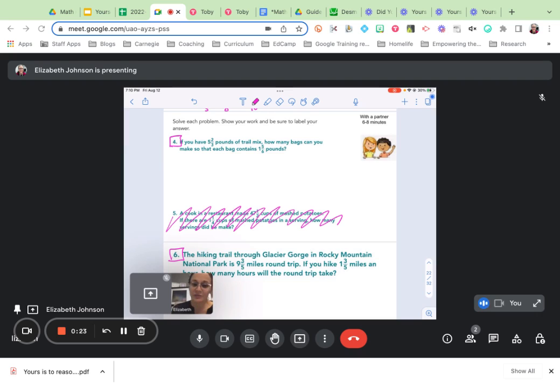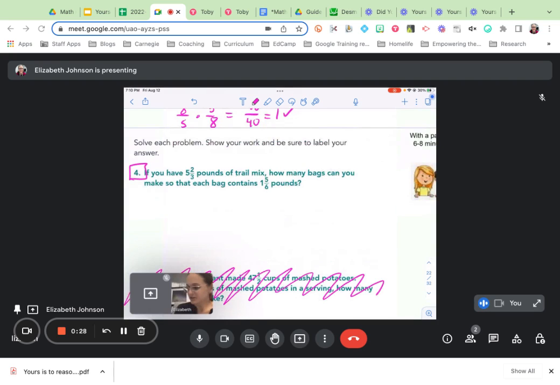So what does that mean? Let me get you started on number 4. Here's what we want you to do. You have 5 2/3 pounds of trail mix. How many bags can you make so that each bag has 1 5/6 pounds? 1 5/6 pounds. This is a division problem.